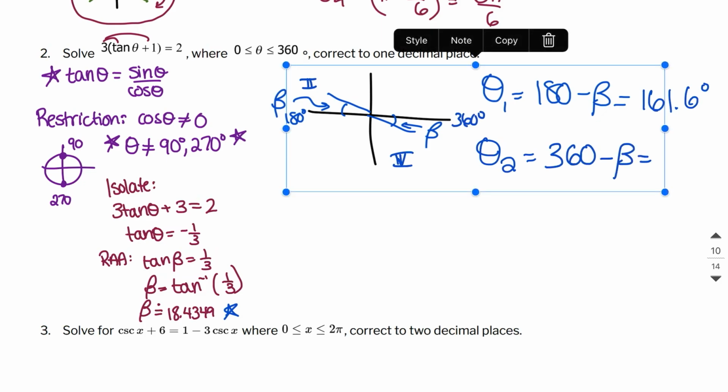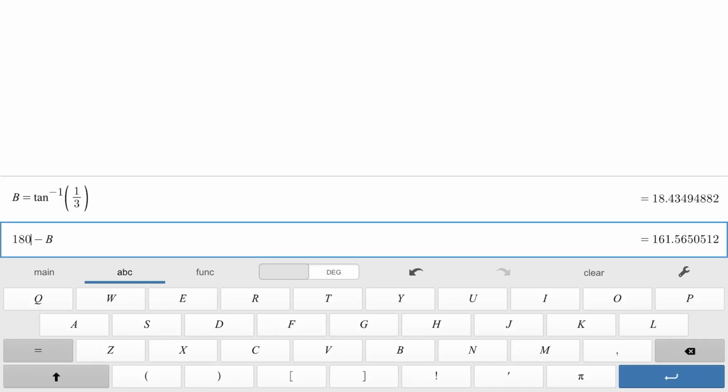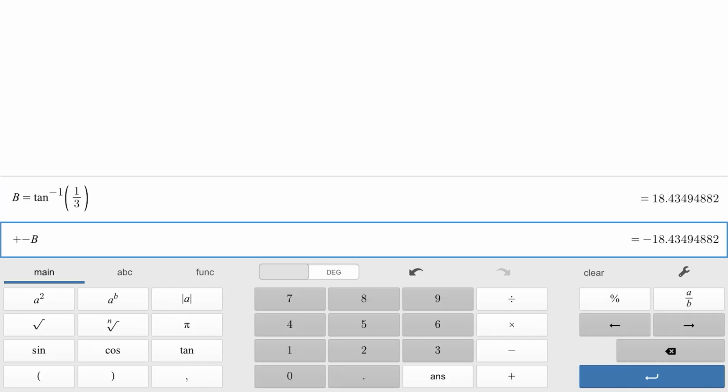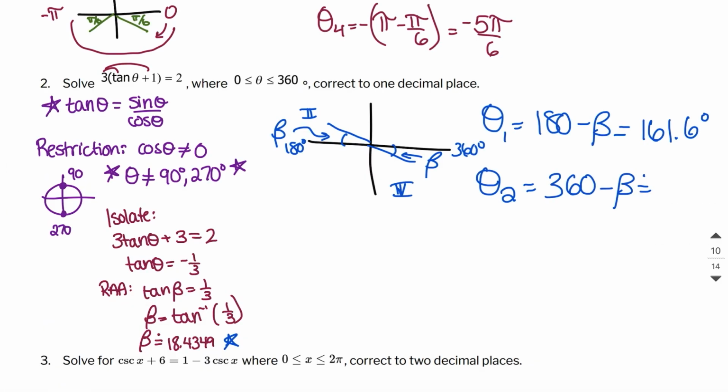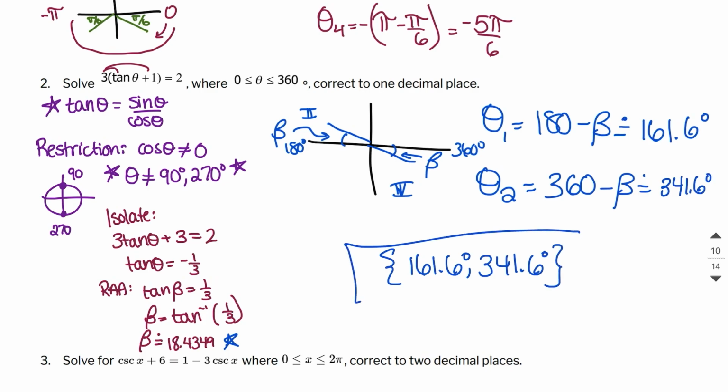So I would type that into my calculator, and I can just go in here and delete this 180 right here and change this to 360. And then my answer would be 341.6 degrees. And these are approximations. So my two solutions, because we're going from 0 to 360, are going to be 161.6 degrees and 341.6 degrees. And then we are good to go for this question right here.